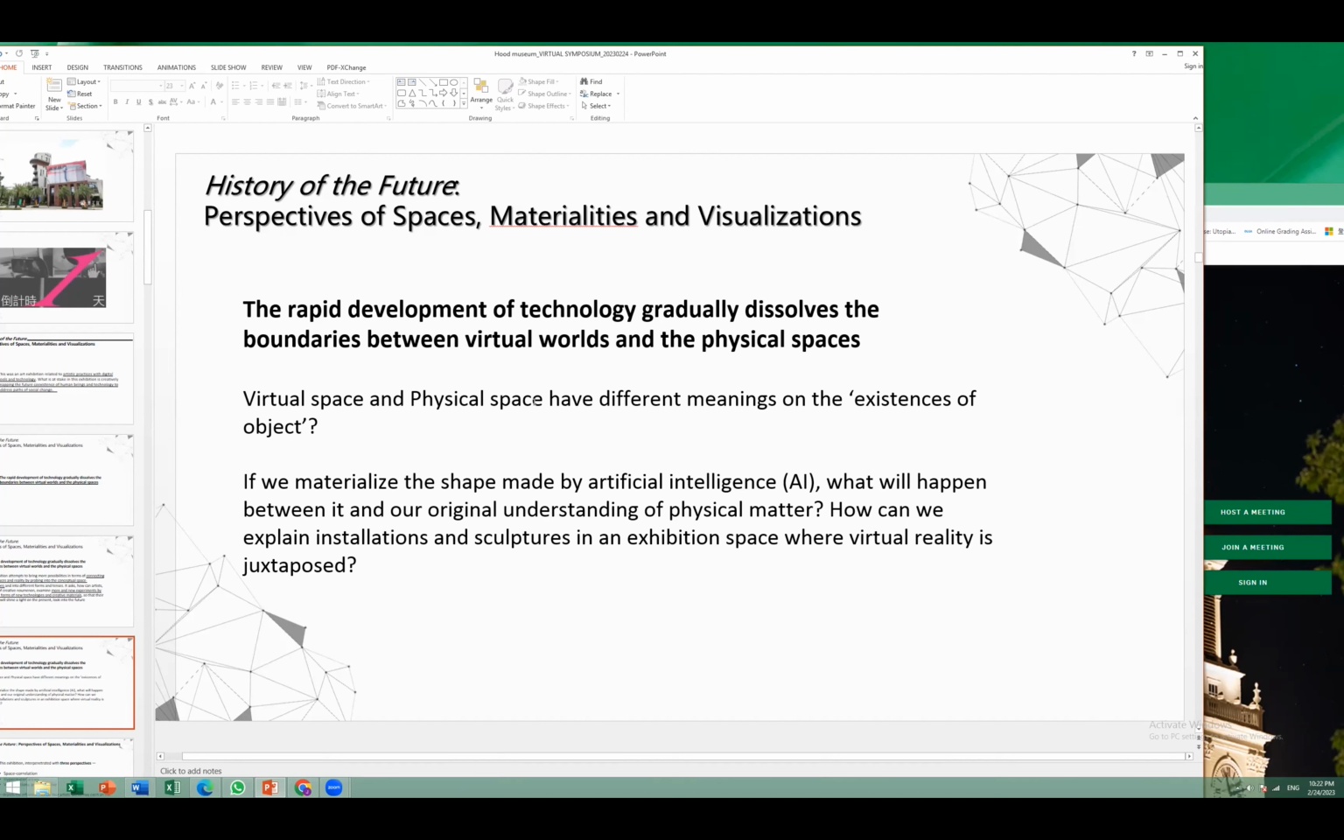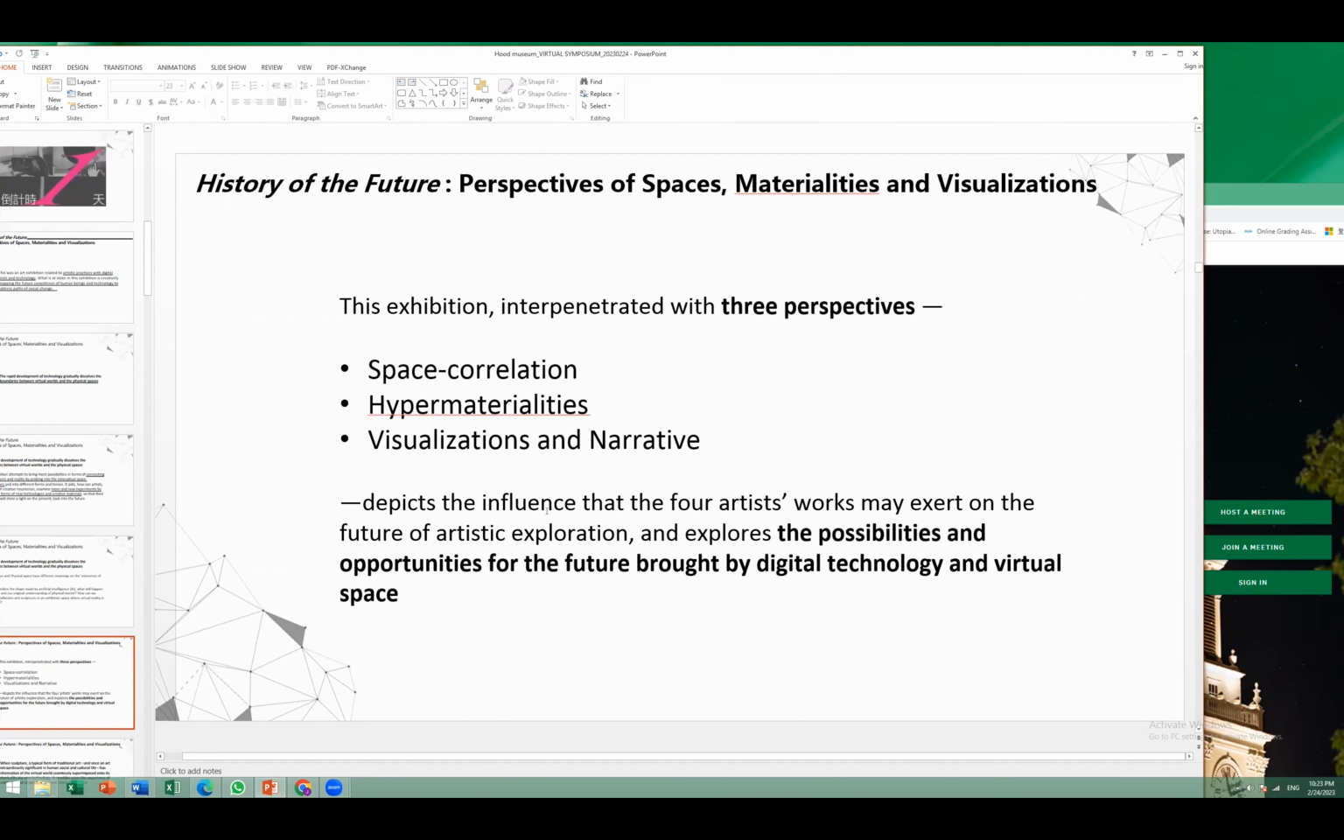Virtual space and physical space have different meanings for the existence of objects, and how those shapes were materialized by the AI, and what will happen between it and our original understanding of physical matter. So, like using installations or sculptures in the exhibition while virtual reality is juxtaposed. Those are some questions I would like to raise here in the exhibition. That's something I already mentioned.